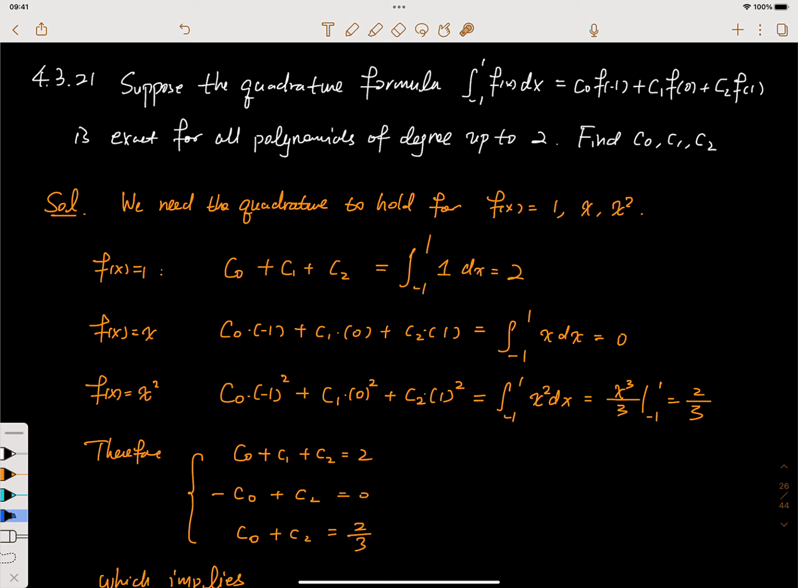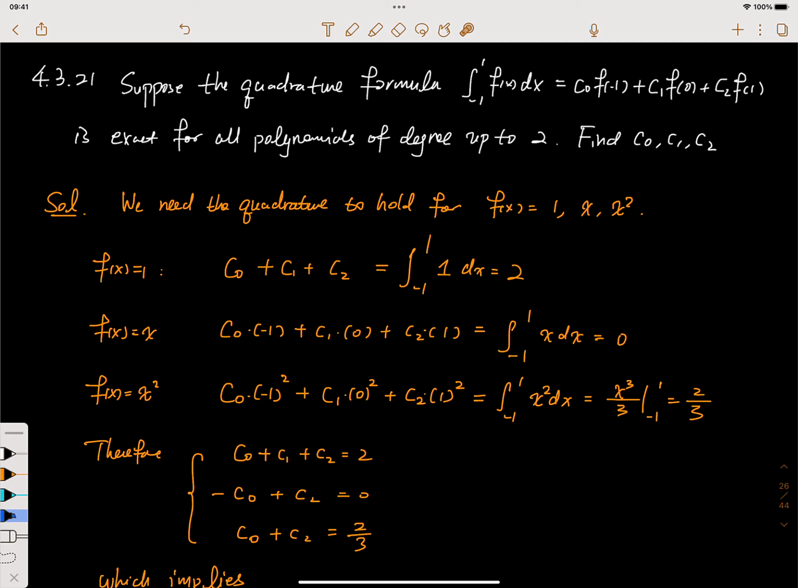So now we have 3 unknowns, and we hope that this formula will be exact for all the polynomials of degree up to 2, because for polynomials of degree up to 2, there will be 3 coefficients. So we expect that we can find these c0, c1, c2 so that this is true for all the polynomials of degree up to 2. Okay, so we want it to be exact for polynomials of degree up to 2.